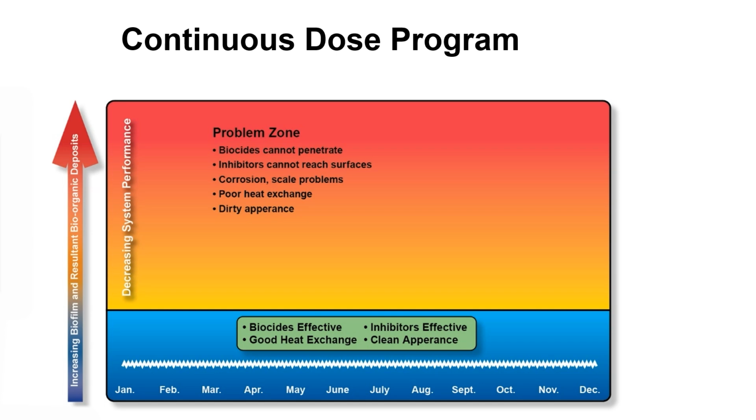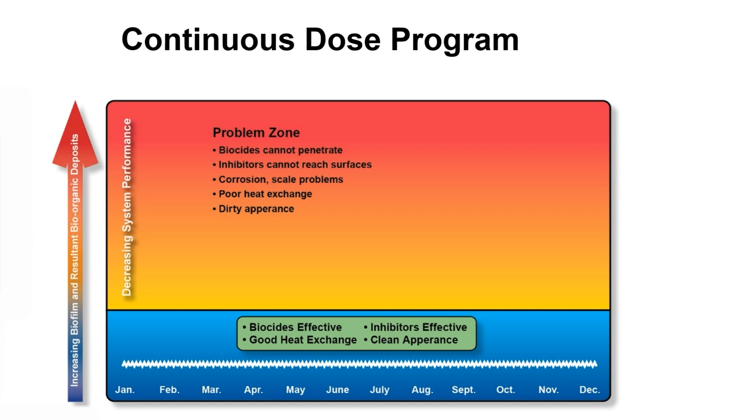This chart represents a continuous dose program of BCP products. In this scenario, you are keeping a low level of AMSA chemistry in the system so that it is continuously cleaning surfaces. In this way, the biofouling deposits are kept to a minimal level. And in turn, that system is able to have good heat exchange. It allows the biocides to work at their maximal effectiveness at their lower levels allowed on biocide labels. Inhibitor chemistries are effective, and the system looks good.